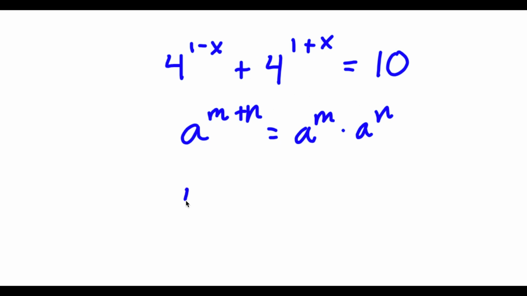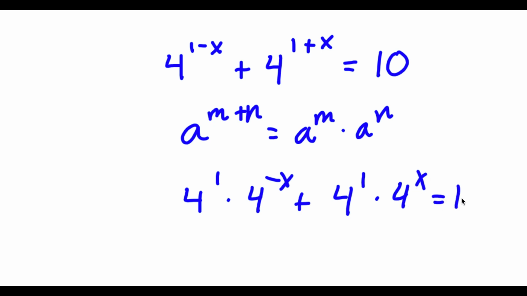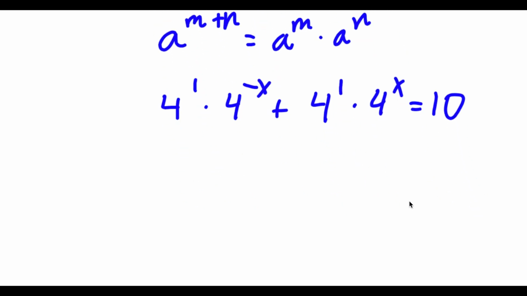So 4 to the power of 1 minus x, I can rewrite as 4 to the power of 1 times 4 to the power of negative x, and 4 to the power of 1 plus x, I can rewrite as 4 to the power of 1 times 4 to the power of x. Now, 4 times 4 to the power of negative x is the same thing as 4 over 4 to the power of x.